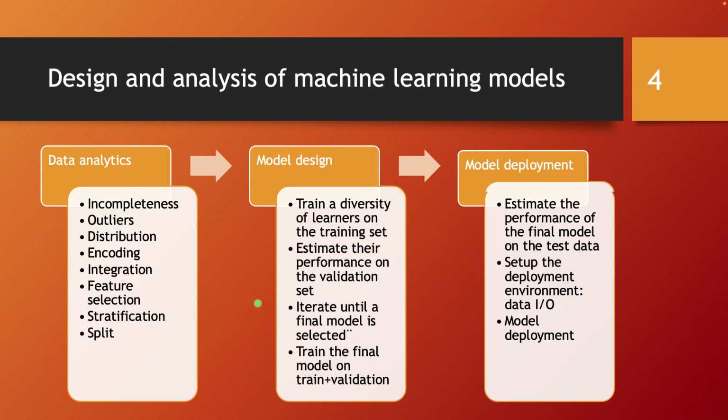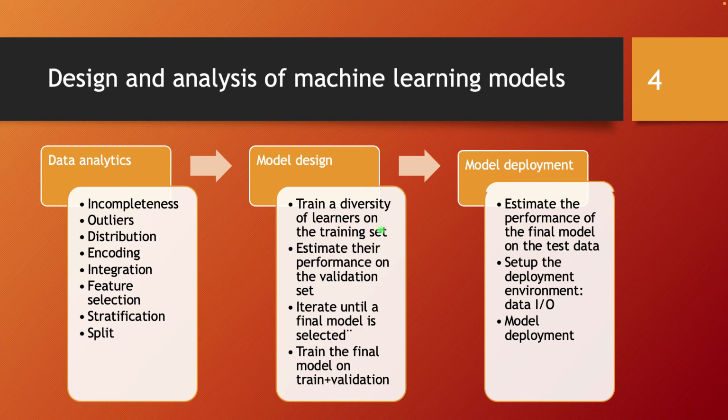And then you have this stage of the model design. In this stage, you are going to choose a number of different machine learning architectures, and you are going to train a diversity of learners on the training set. And they could be learners, again, of very different types. Maybe some of them are deep learning models. Some of them are linear regression models. Maybe some others are support vector machines, and maybe some other architectures.